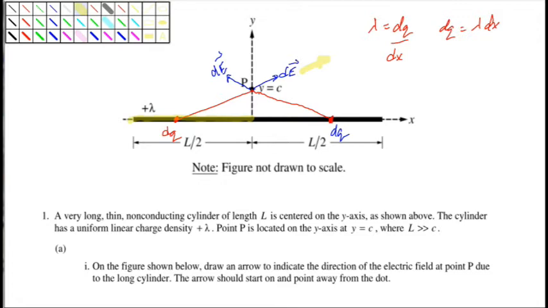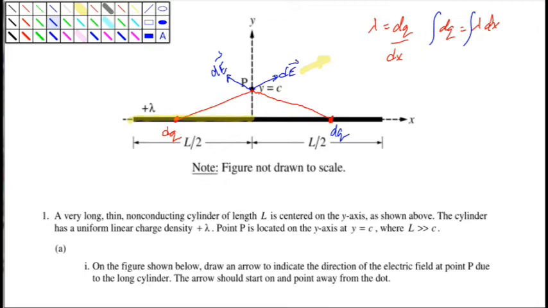So this is symmetric, and we take advantage of this symmetry to simplify the math. When we integrate this out over the length of the cylinder, the horizontal components of the E field will cancel at the midpoint. The resulting E at point P radially points away from the cylinder.